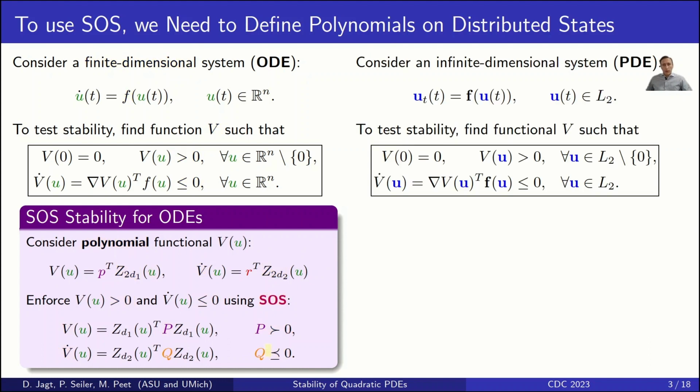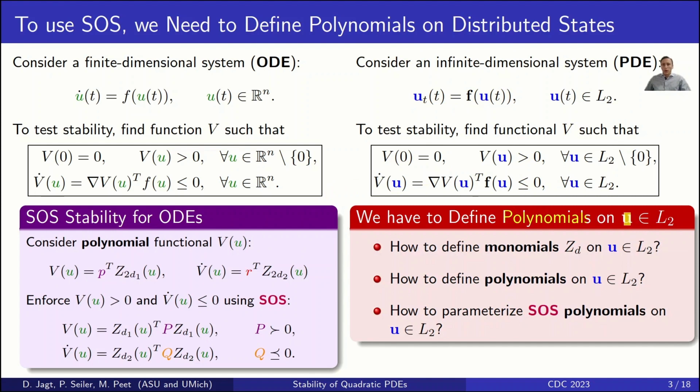Moving now to the infinite dimensional setting, we note that for a system of this form, we can again test stability by looking for a Lyapunov function, so a function V which is positive definite, and which decreases along solutions to the system. However, if we want to just test existence of a polynomial functional, we first have to consider what a polynomial function on this state u actually looks like.